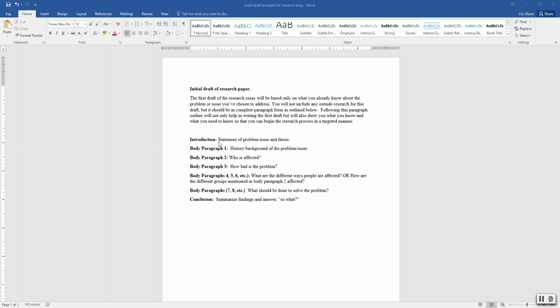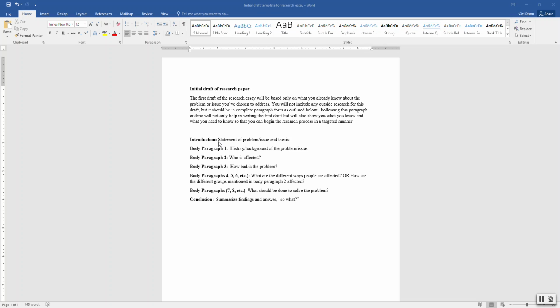So in other words, is it really, really bad? Is it kind of bad? It's probably going to be pretty bad, but I want to know in what ways is it bad? Then body paragraphs 4, 5, 6, etc. are going to be what are the different ways people are affected. So you would have one way per paragraph.